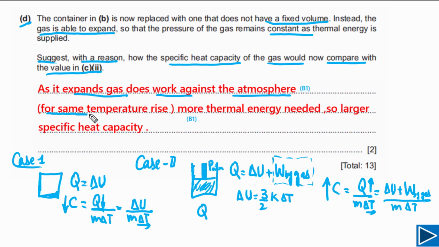For the same temperature rise, more thermal energy will be required, because for the same rise in temperature you have to give more energy, because the extra energy will be equal to work done by gas. So if Q is greater, it means C is greater, as you can see here. So larger specific heat capacity. So you will get the second mark.